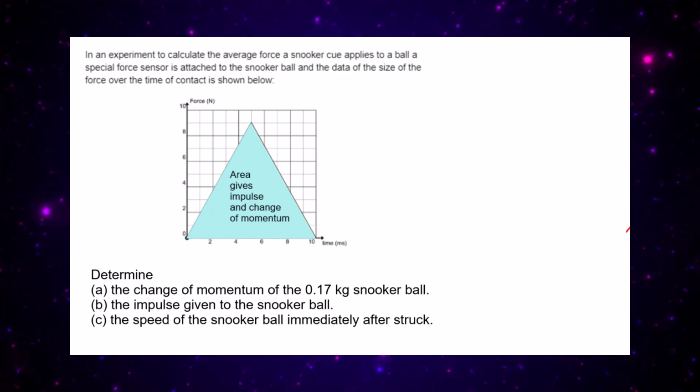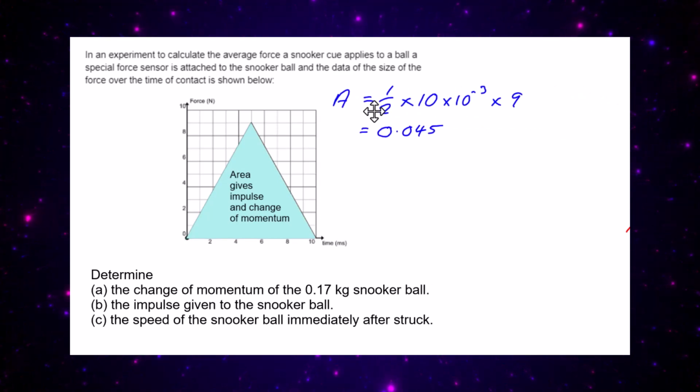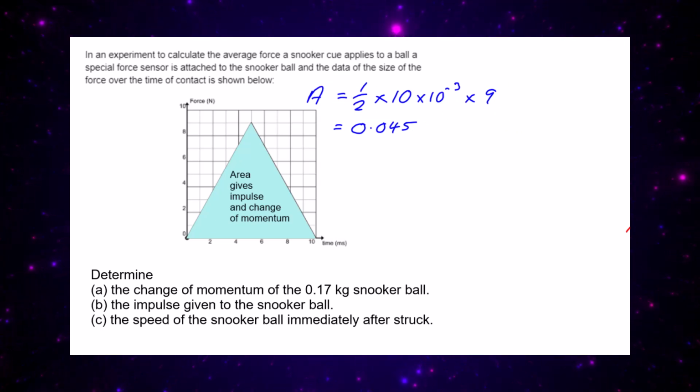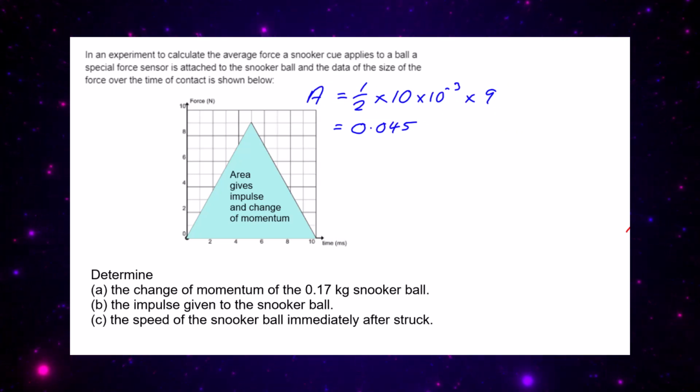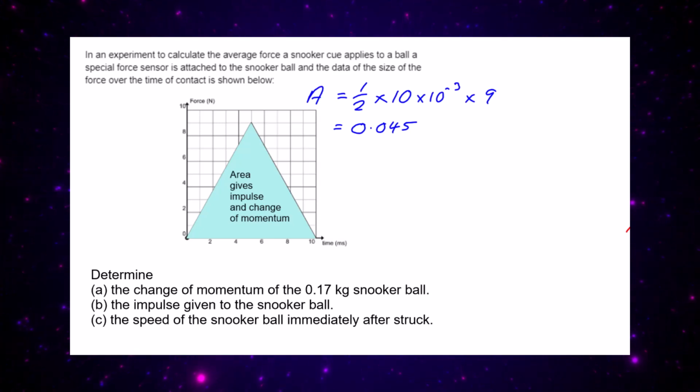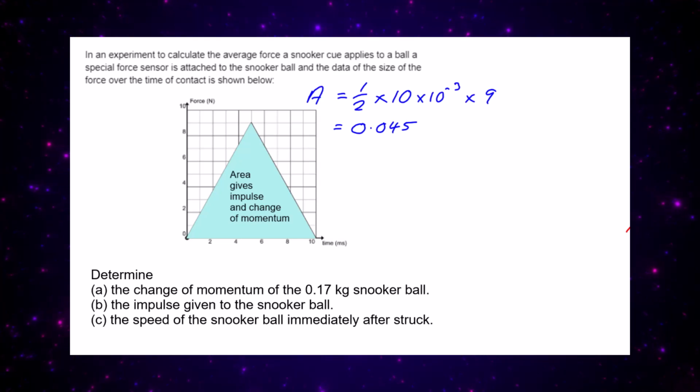So what's going to be the area of that graph then? The area of the graph is going to be 1/2 times 10 times 10 to the minus 3. Remember, it's milliseconds. And you've got to multiply that by the height of the graph, which is going to be, at its peak, 9. We get an answer of 0.045 numerically.